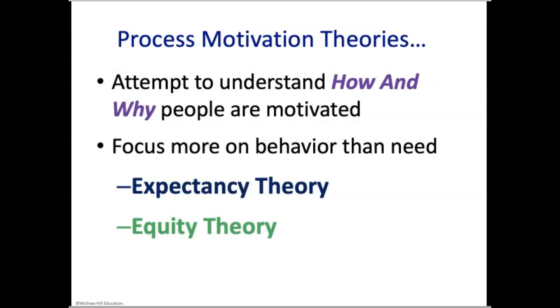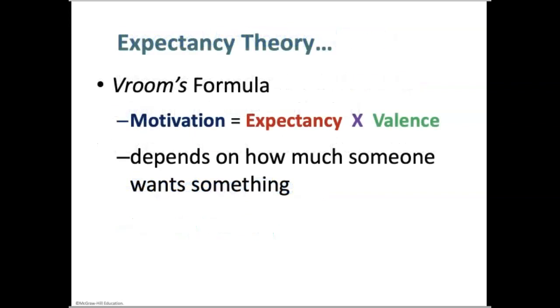Process motivation theories attempt to understand how and why people are motivated. They focus more on behavior than a need. They include expectancy theory and equity theory. Expectancy theory includes Vroom's formula: Motivation equals expectancy times valence. It depends on how much someone really wants something.